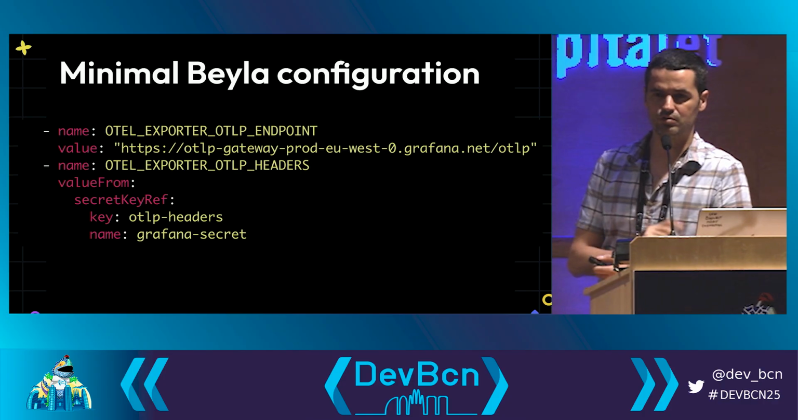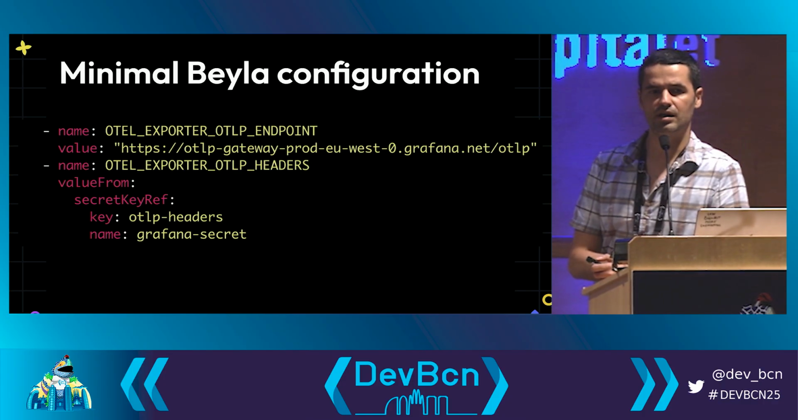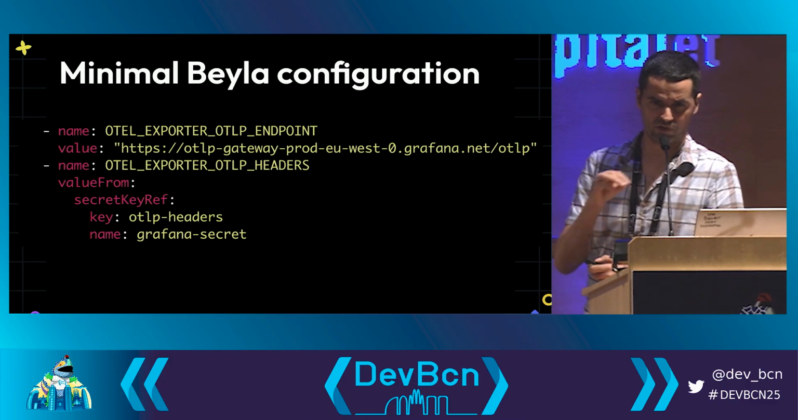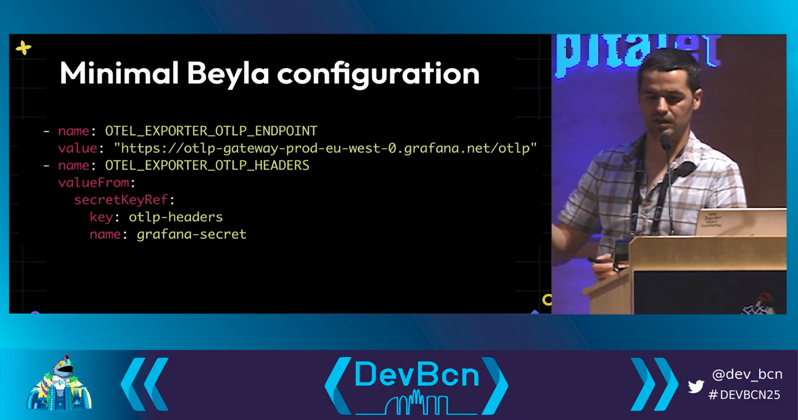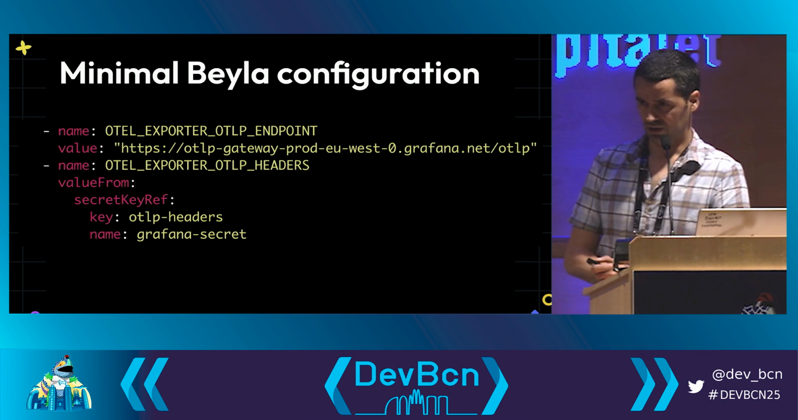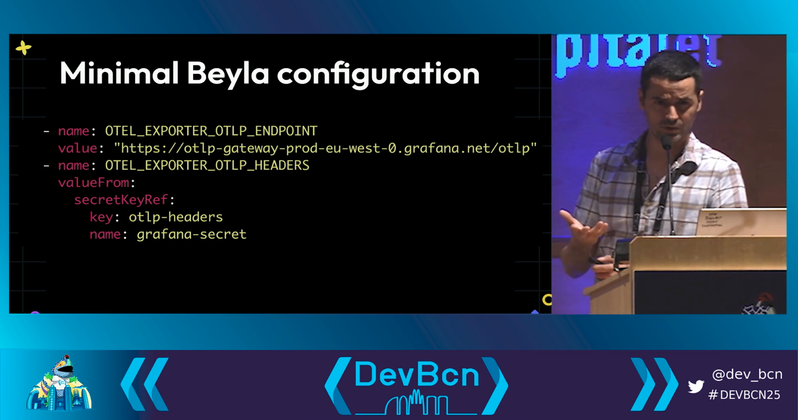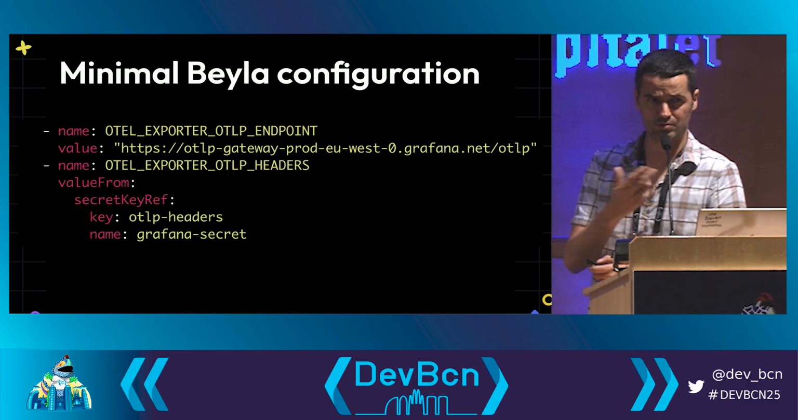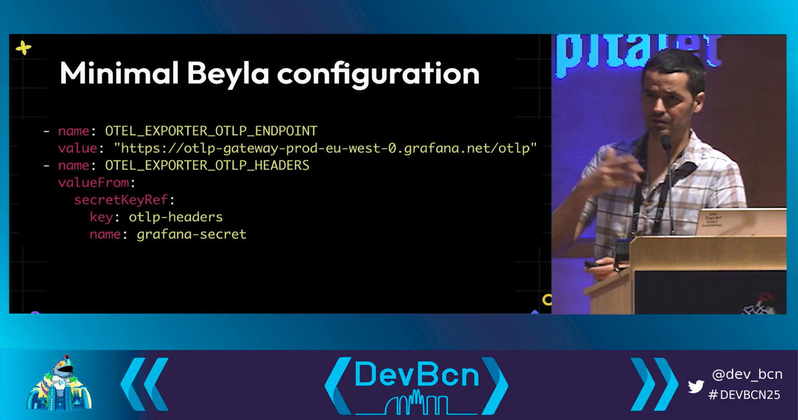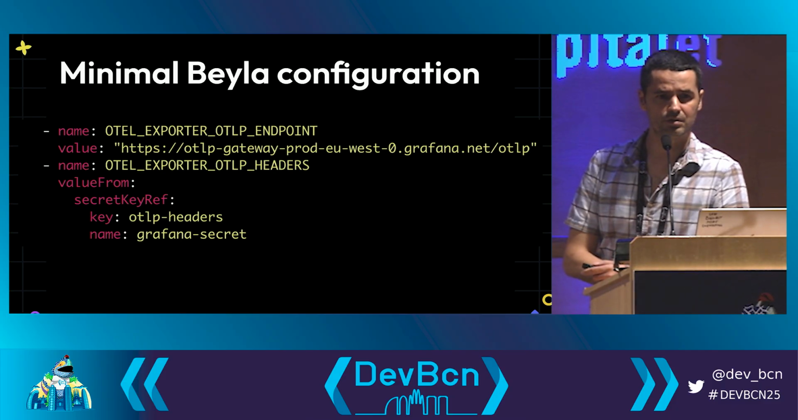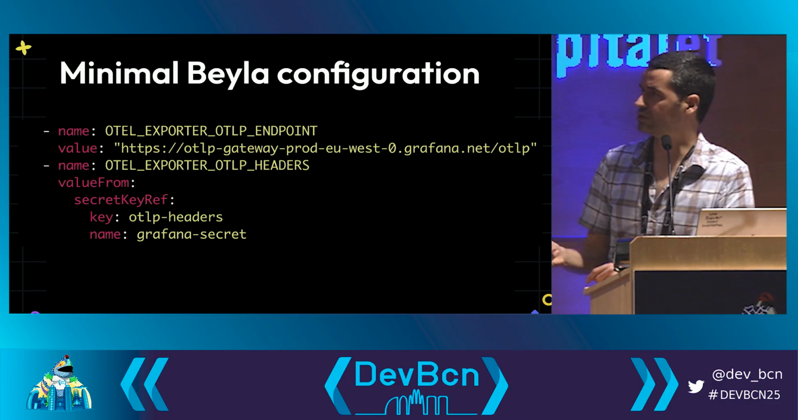I forgot to mention that Beyla exports the data in OpenTelemetry format. The OpenTelemetry format is not a Grafana exclusive format. It's a specification driven by the community, by an open community. So it's an open specification. You don't need to use Grafana to use Beyla. You can use Beyla with any other competitor that enables OpenTelemetry.